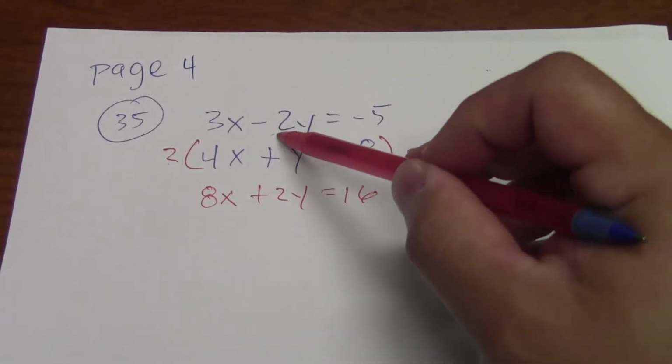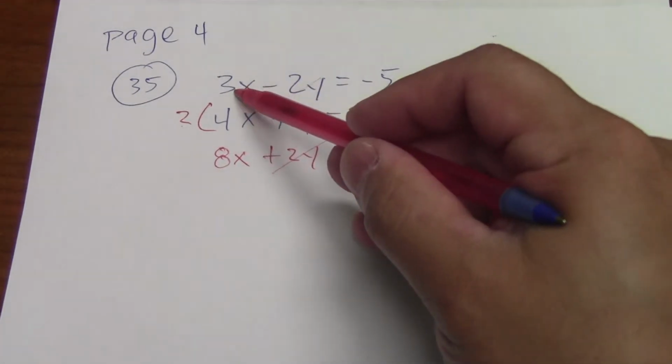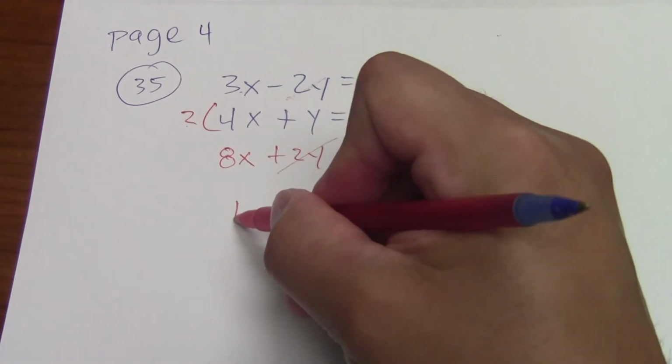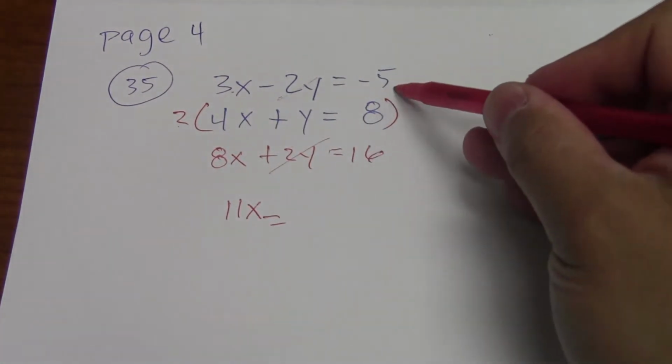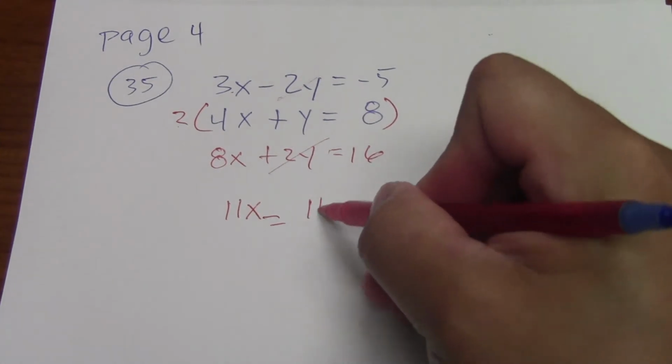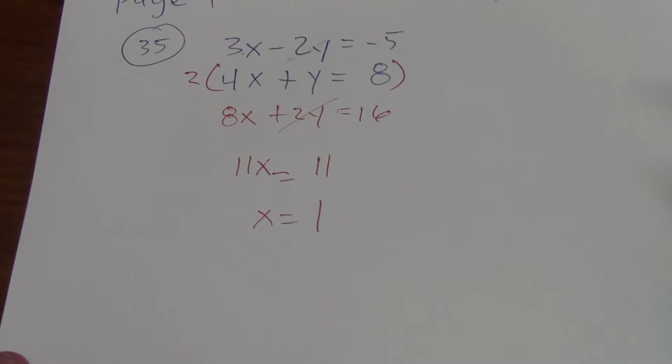My y's are going to cancel out. I'm going to be left with 8 and 3. So 11x equals 16 and 5. It's going to give me 11. X equals 1. All right.